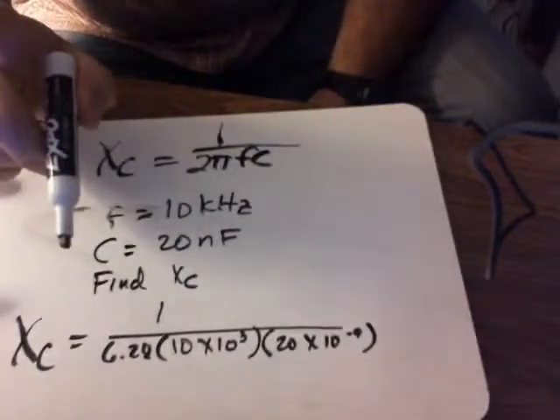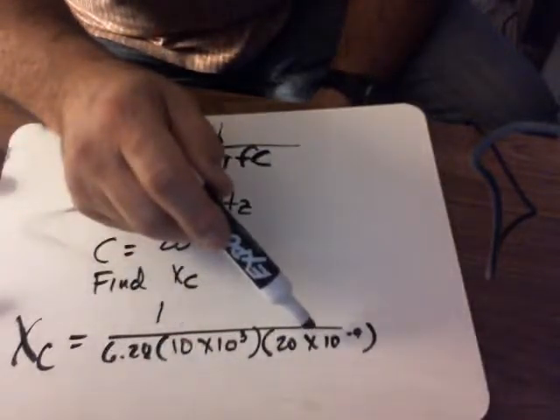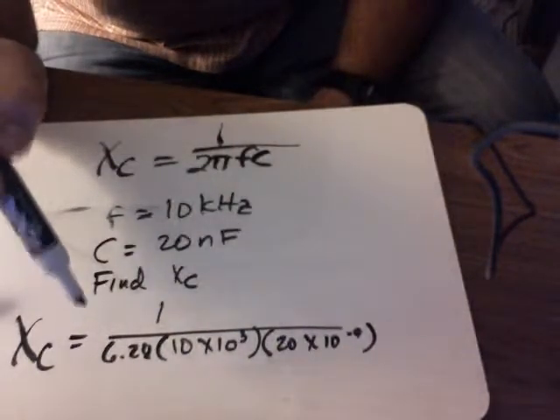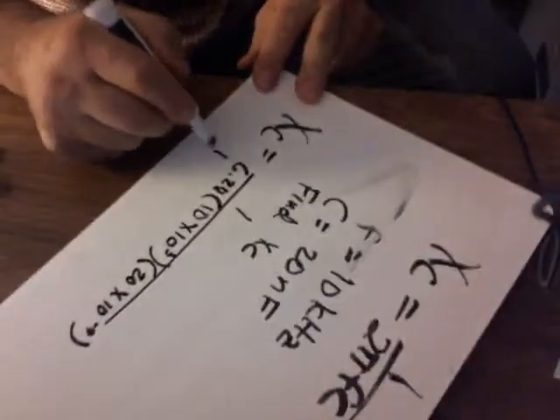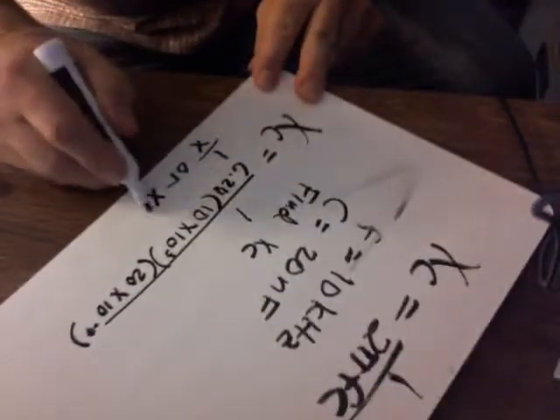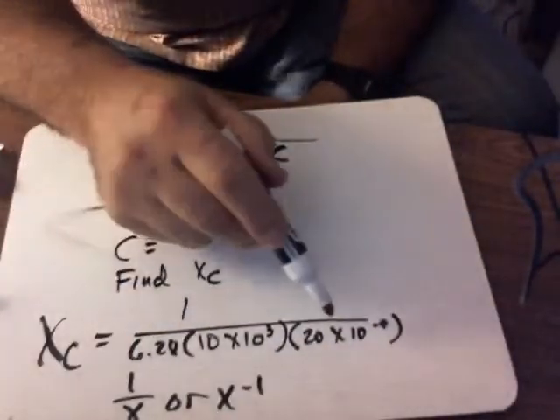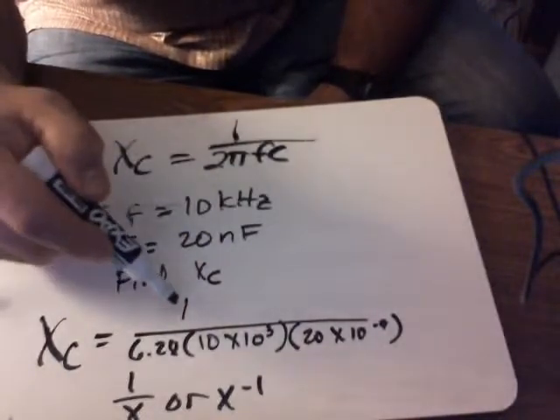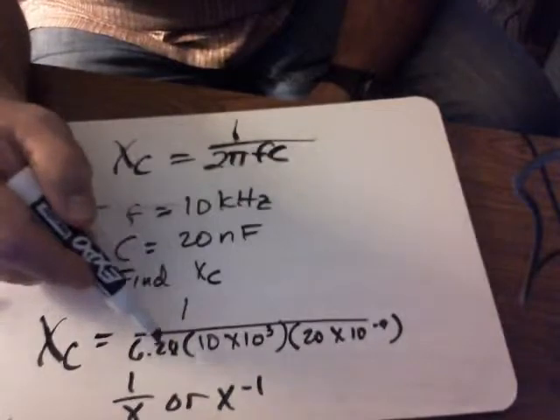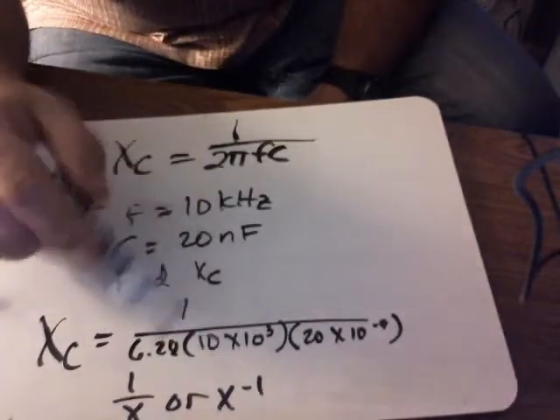Here's something you can do on your calculator now. Just multiply these three numbers together, hit equals, and then on your calculator you should have one of two buttons: either 1 over x or x to the negative 1. Once you multiply these three together, hit equals, and then press 1 over x, it will take 1 divided by that and you'll get your answer for X sub C. Or hit your x to the negative 1 button, and it'll do the same thing.